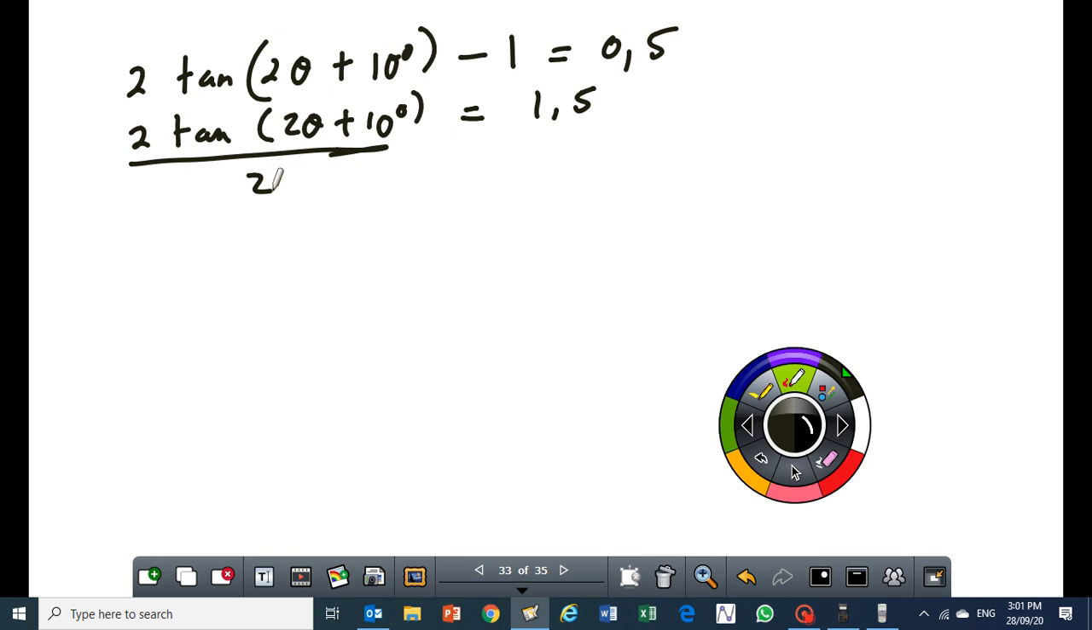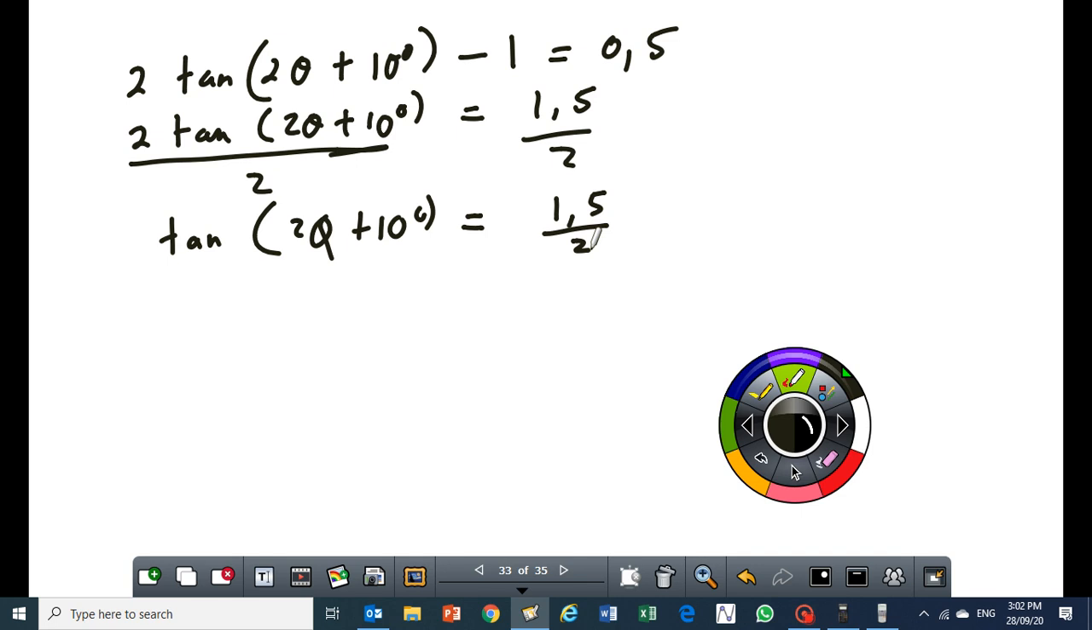Please, when you divide both sides by 2 here, this 2 is divided by that 2. The 2 does not divide this 2 theta and the 10. Please, because the tan 2 theta plus 10 is one thing. It's one term. Okay? So this becomes tan 2 theta plus 10 degrees is equal to 1.5 over 2. Now this is the same as 3 over 4. You can convert it to a fraction if you want. It's the same as 3 over 4, but I'm going to work with it as it is.